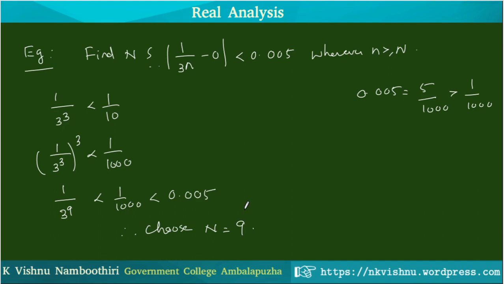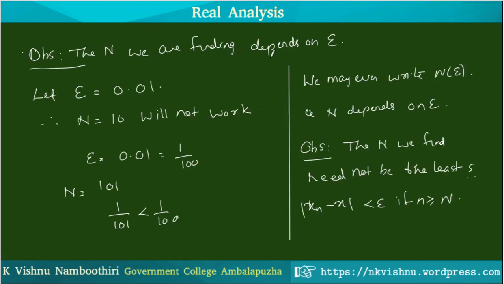These are two examples where we try to locate N depending upon epsilon. Remember that there are observations regarding this epsilon. One observation is that the N we are finding always depends on epsilon. The second observation is that the N we are finding need not be the least N, and because of that we can have a third observation also. The N we are finding is never going to be unique. And with this we are stopping our initial introduction about sequences. Thank you.